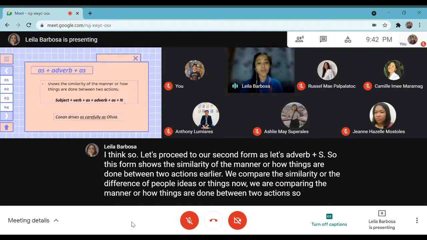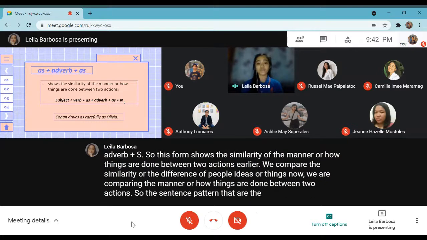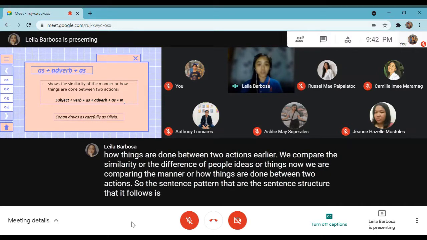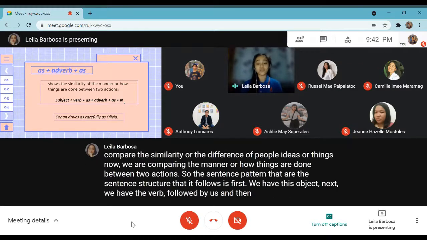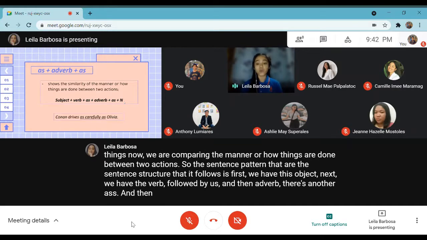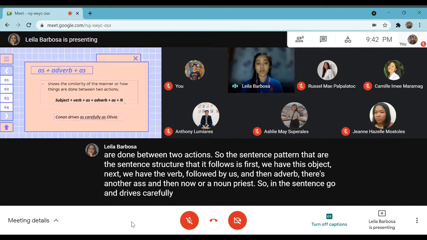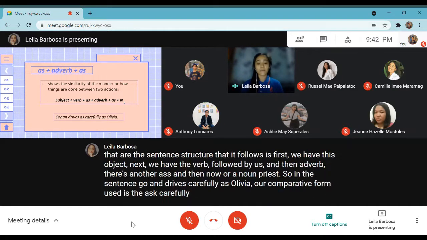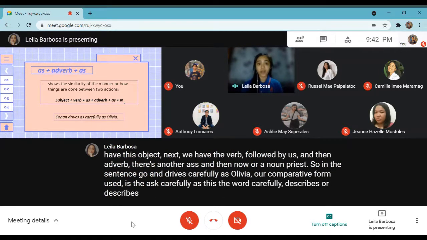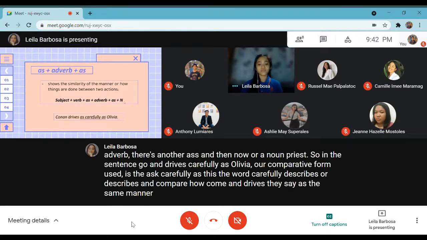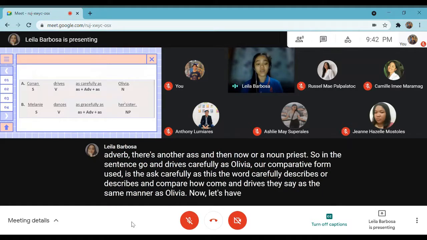So the sentence structure that it follows is, first, we have the subject. Next, we have the verb, followed by as, and then adverb, plus another as, and then a noun or a noun phrase. So, in the sentence, Conan drives as carefully as Olivia, our comparative form used is as carefully as. The word carefully describes and compares how Conan drives, in the same manner as Olivia. Now let's have another example.